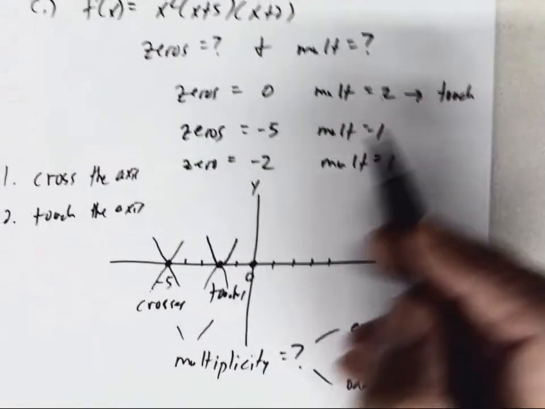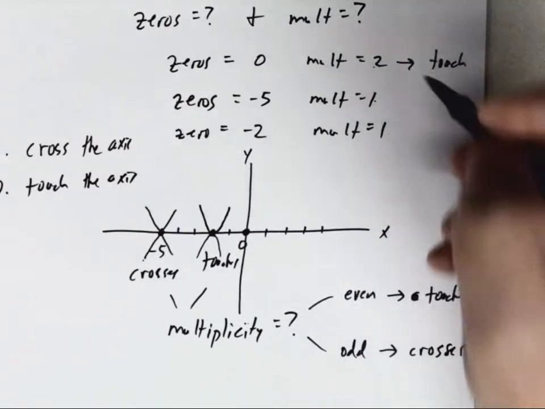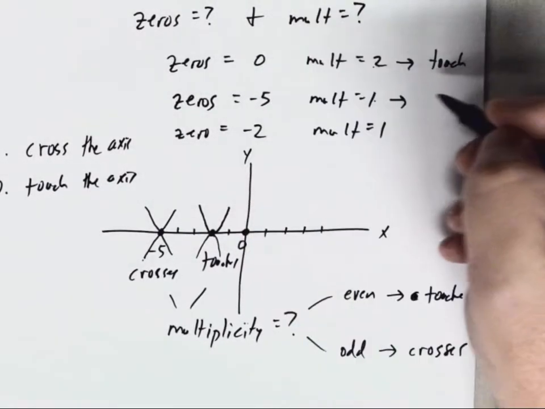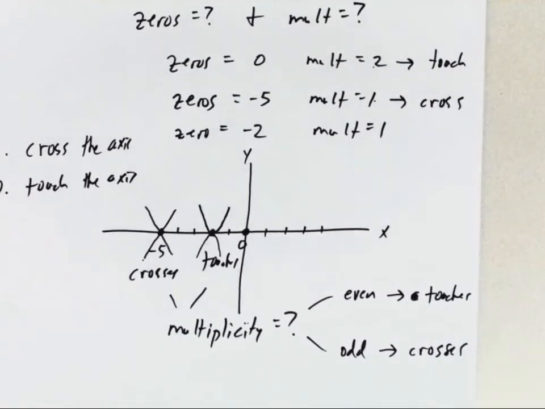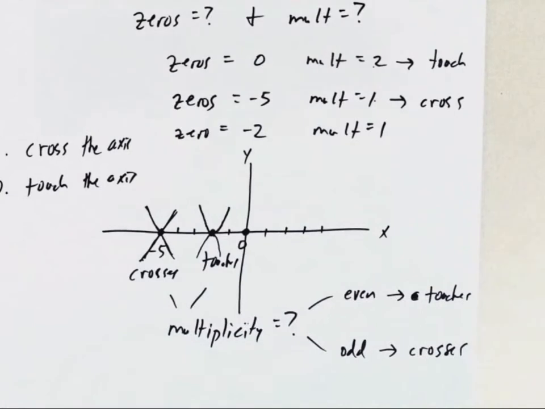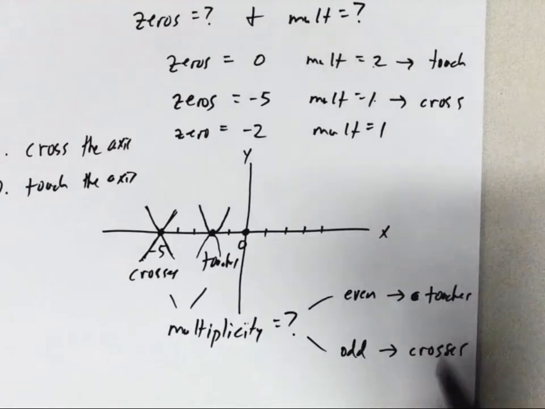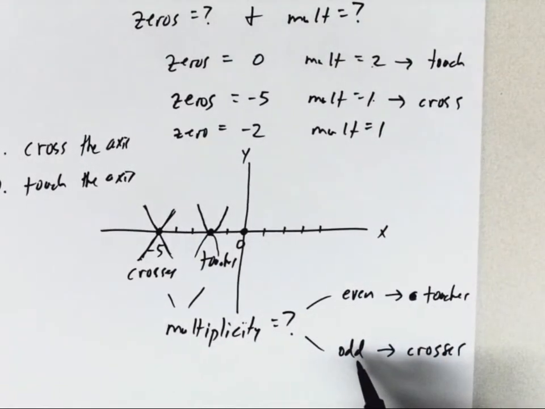It just touches it. Now at -5, the multiplicity is 1, which is an odd number, so I know at this point, this x-intercept, we're going to cross the axis. It may go like this, it may go like this. We don't know exactly what it does, but we know it crosses it and it keeps on going the same direction. That's because the multiplicity is 1. 1 is an odd number. When the multiplicity is an odd number, we know at that point it crosses the graph.